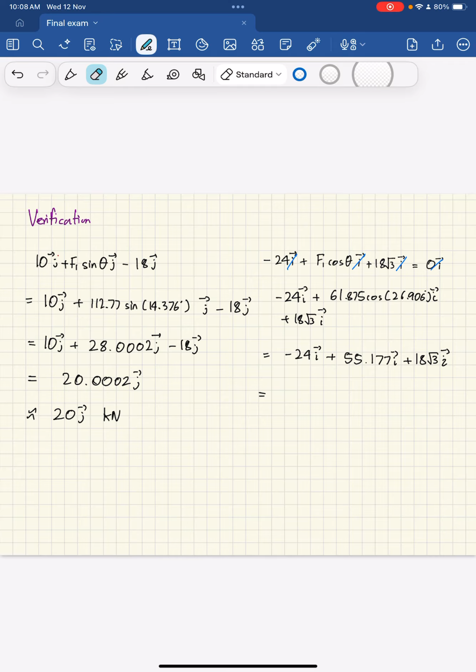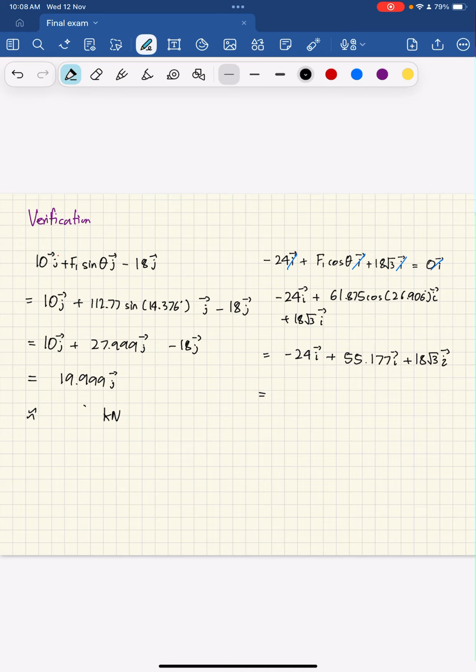112.77 sine 14.376. Okay. So this one is very close to 28 actually also. This one is like about 27.999j. Okay. So this is very important. That's why I say verification is also an important step. If you actually just compute on the calculator, then you can also see if you're right or wrong, if your angles are right or wrong. In my case, it was wrong. So that's why I had to do the verification actually. Okay, so you see this is okay, this is alright, so this is fine.